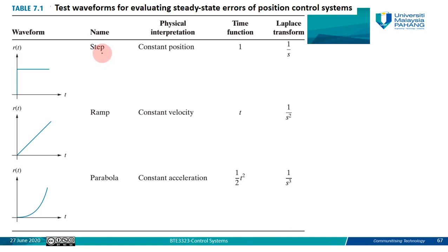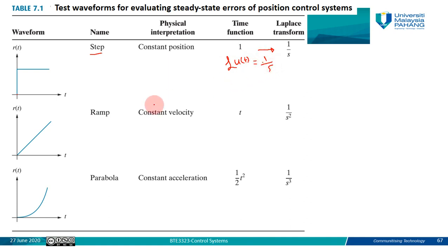We may use one of these three functions, in addition to the sine wave, to test the control system. The first function we call the step function, u(t), which equals 1. It will give you 1 whatever the value of time is. Starting from 0 until infinity, the value of this function will be equal to 1, and its Laplace transform is 1 over s. We already mentioned this in chapter 2. When we talked about the Laplace transform, we said the Laplace transform of u(t) is equal to 1 over s.